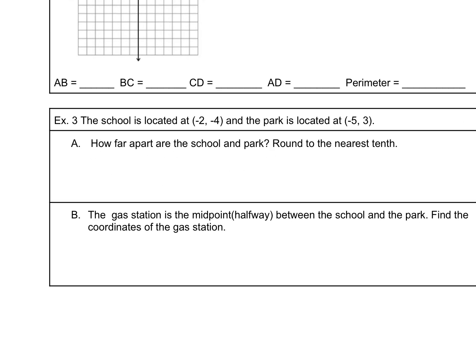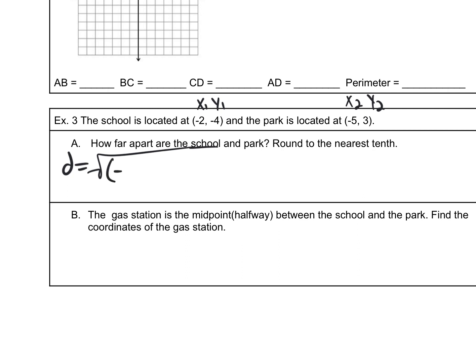So how far apart are the school and the park? There'll be questions similar to this on the test. It says the school is located at -2, -4. So since that's the first point, I could label that one as x1, y1. Then it says the park is located at -5, 3. So I can label that one as my x2 and my y2. Once I have it labeled, remember I'm going to plug it into our distance formula, where we have our x2 minus x1.